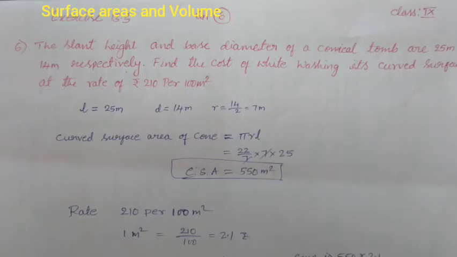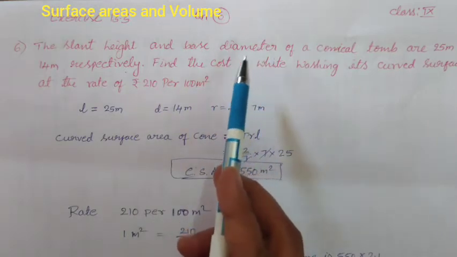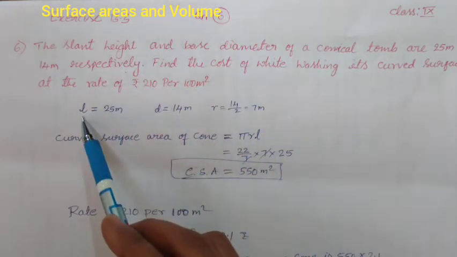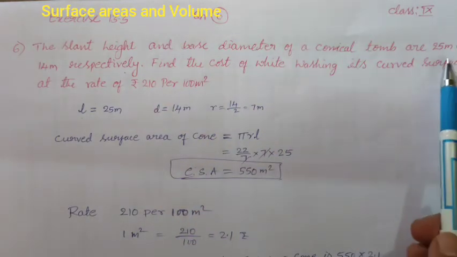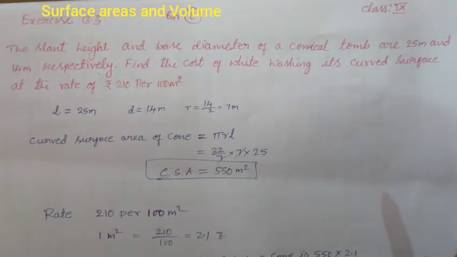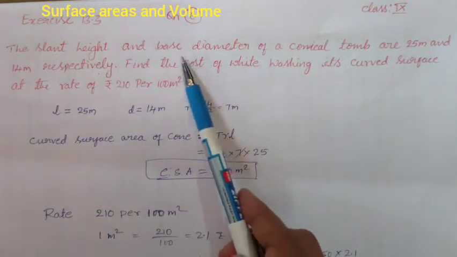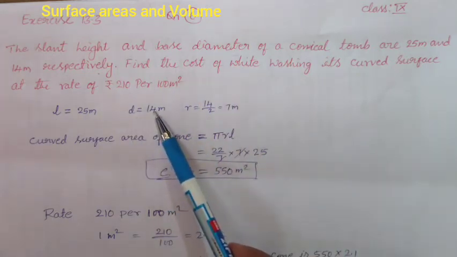What is given in the problem? The slant height and base diameter are given. That means L is 25, the slant height is 25 meter, and the base diameter will be 14 meter.